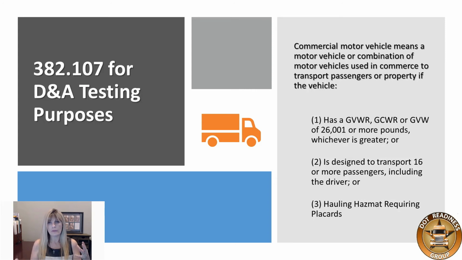So if you have drivers that are both, say, I see a lot of companies that have vehicles over 26,000 pounds, and then they have pickup trucks that may or may not sometimes pull trailers, which puts them in a commercial motor vehicle status. You need to have two separate pools.